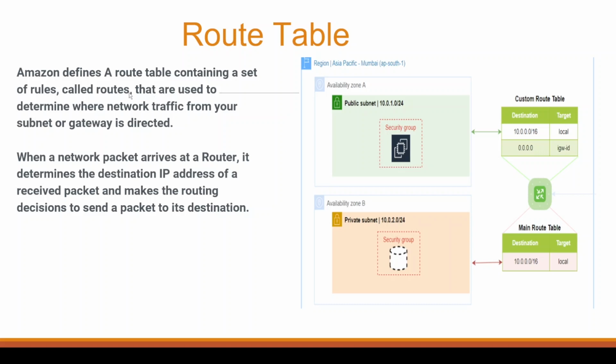And if you see the definition, a route table contains a set of rules called routes that are used to determine where network traffic from our subnet or gateway is directed. When a network packet arrives at a router, it determines the destination IP of the received packet and makes the routing decision to send it to the destination.